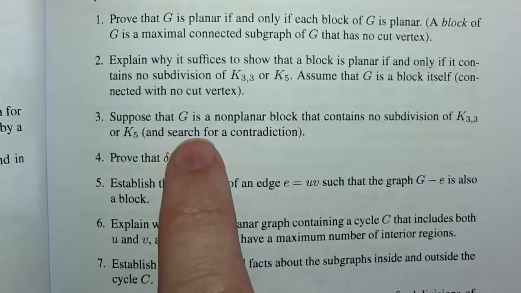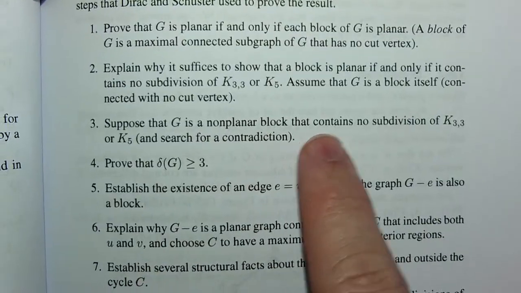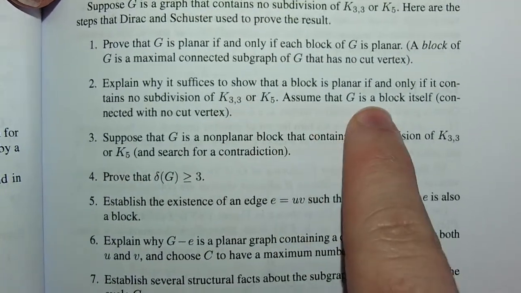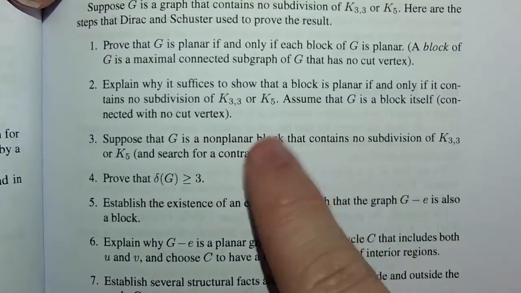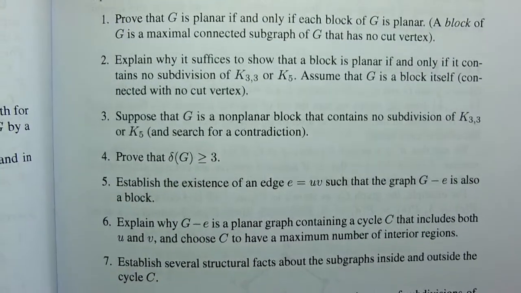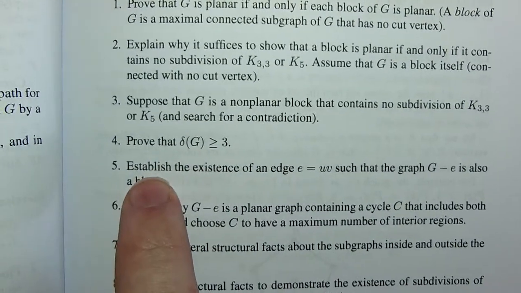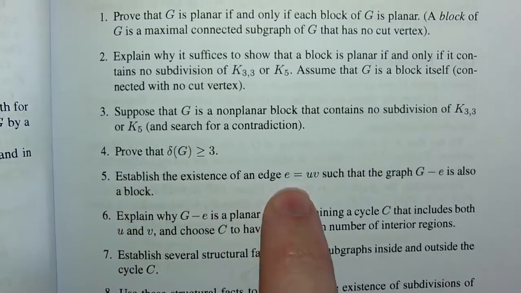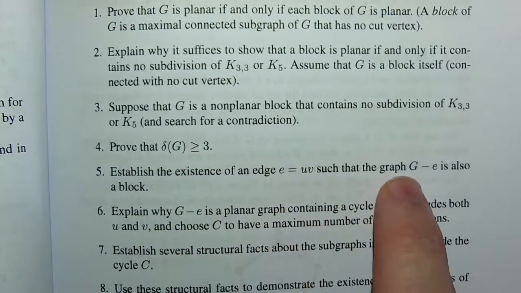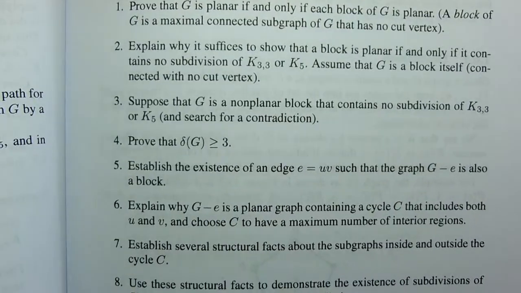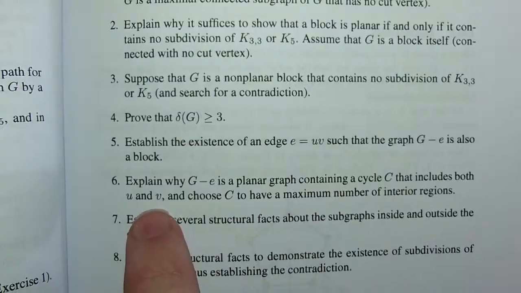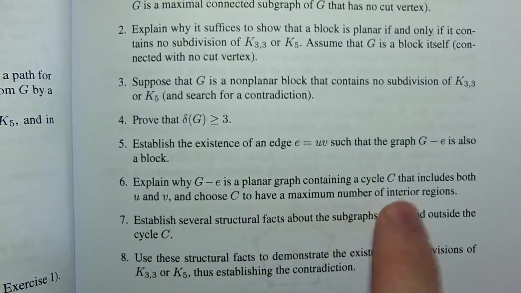Okay, suppose that G is a non-planar block that contains no subdivision of K3,3 or K5, so we're doing this by contradiction, so we're assuming that this block is non-planar. We're trying to look for a contradiction here. Then we prove that the minimum degree of G is greater than or equal to 3. We show that this establishes the existence of an edge e, say it has end vertices u and v, such that the graph G minus e is also a block. Then explain why G minus e is a planar graph containing a cycle C that includes both u and v, and choose C to have a maximum number of interior regions.